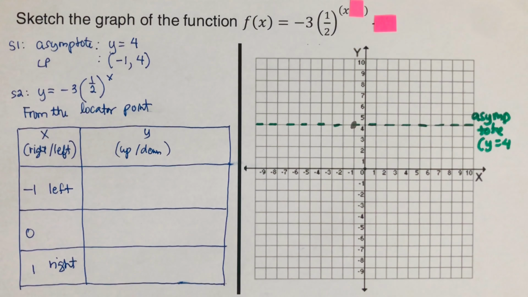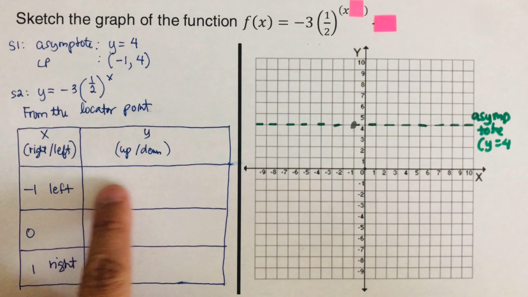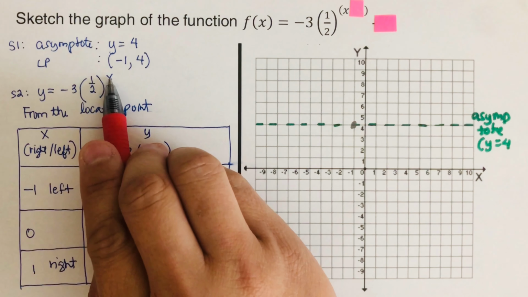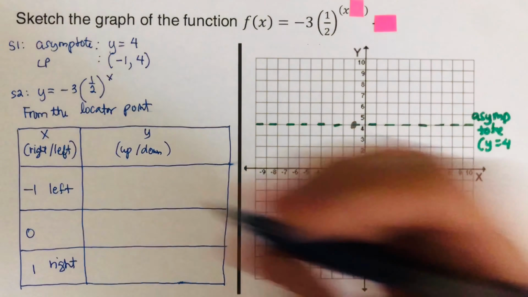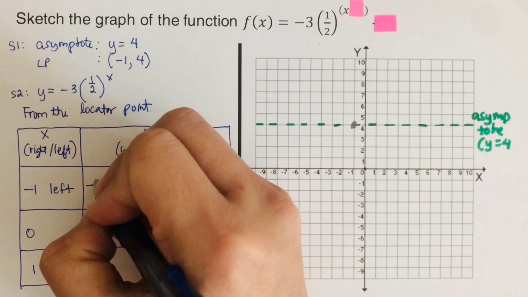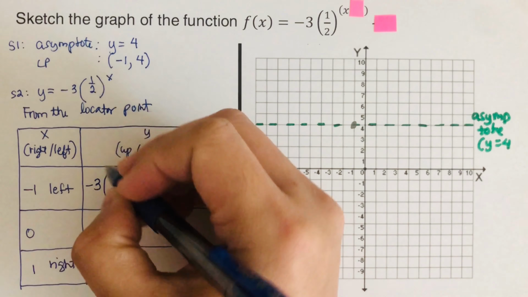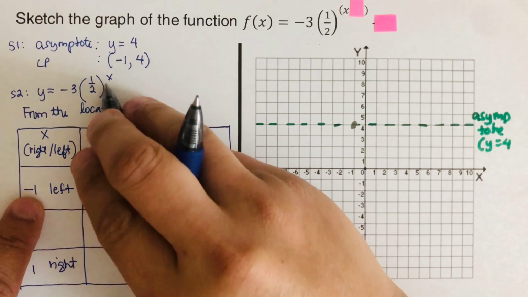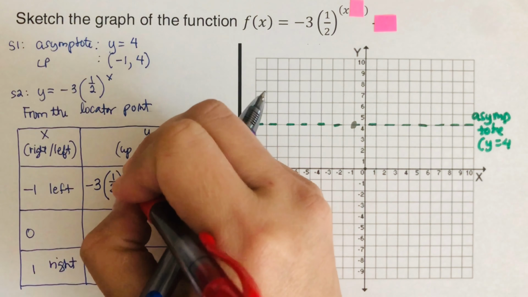Okay, so I've filled in the table. Now we're ready to fill these boxes in. So again, we're going to use this equation right here. So this will be the x, that's the number that we put in there. So we can go ahead and write this as -3 and then parentheses, that's 1/2 raised to the power. The exponent is -1, which is the x. So I put -1 right there.